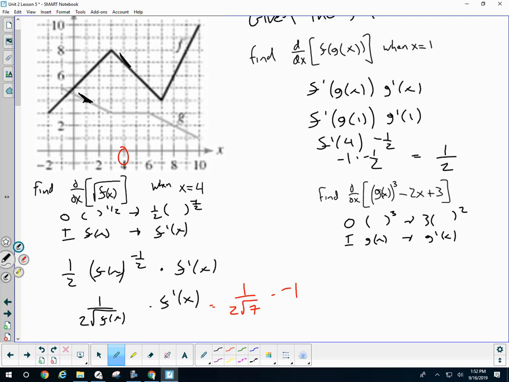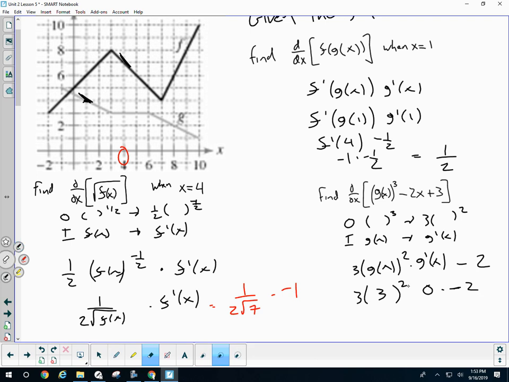That's just the derivative of g of x cubed: 3g of x squared times g prime of x. Don't forget about the derivative of 2x plus 3. That's just going to be a minus 2. When x is 4, 3g of 4 is 3 squared. Fortunately, g prime of 4 is 0, so that makes this problem lame. But oh, minus 2. It's not times negative 2, it's minus 2.